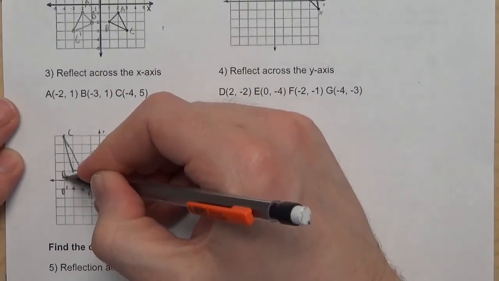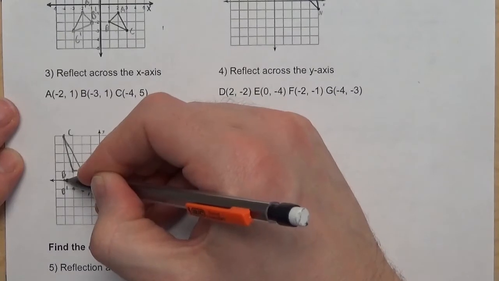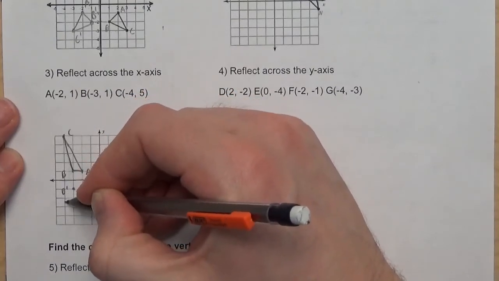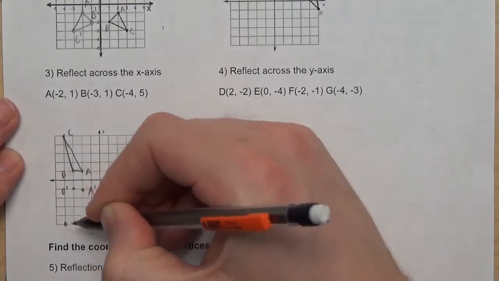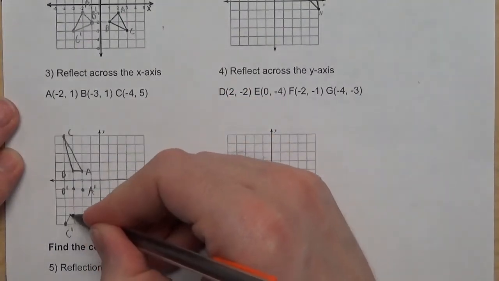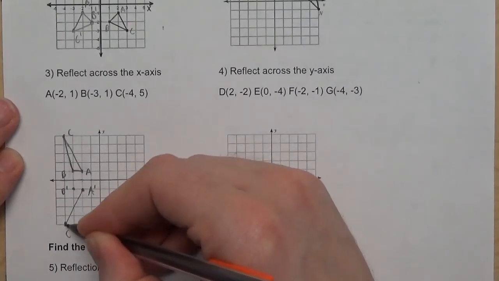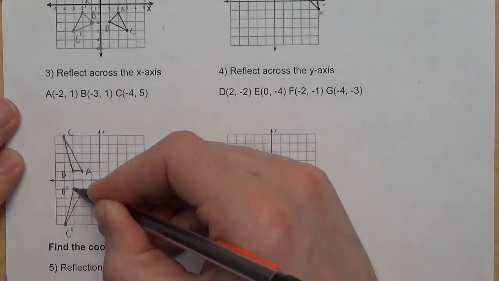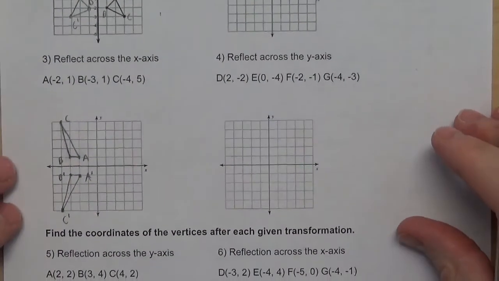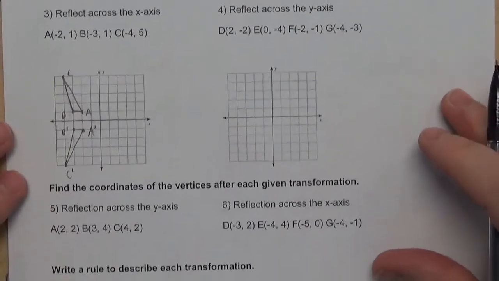C, and we have to go straight up or straight down, so from here it's 1, 2, 3, 4, 5, so from here it's going to be down 1, 2, 3, 4, 5. We'll label that C prime. So now we're just going to connect these dots. There we go. And we will have reflected that figure there. Okay, just one point at a time.